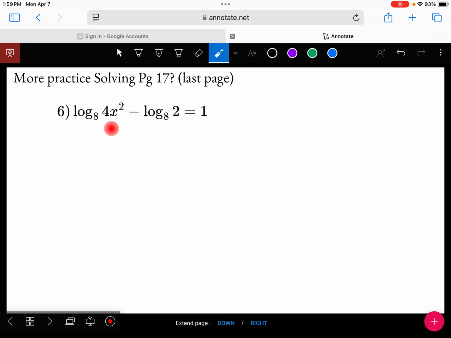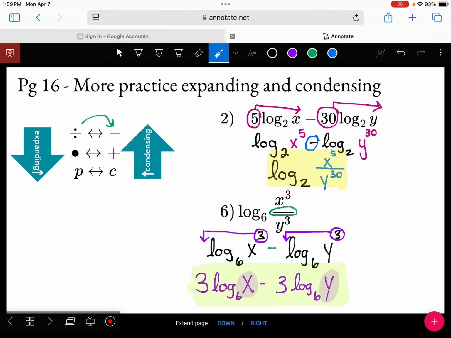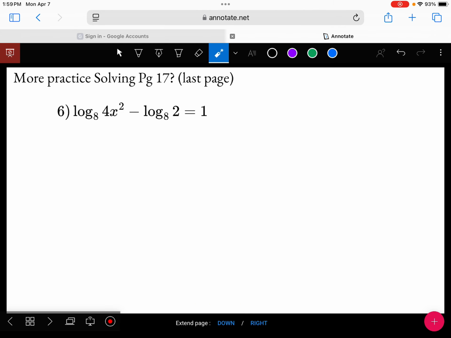If we would really like this to have just one single log here, is there a way that I can smush those 2 pieces together? What if we look at it without that part? It's not looking an awful lot like these guys. So what we're going to do is look at this side. We're going to see if we can condense it down to just one single log.